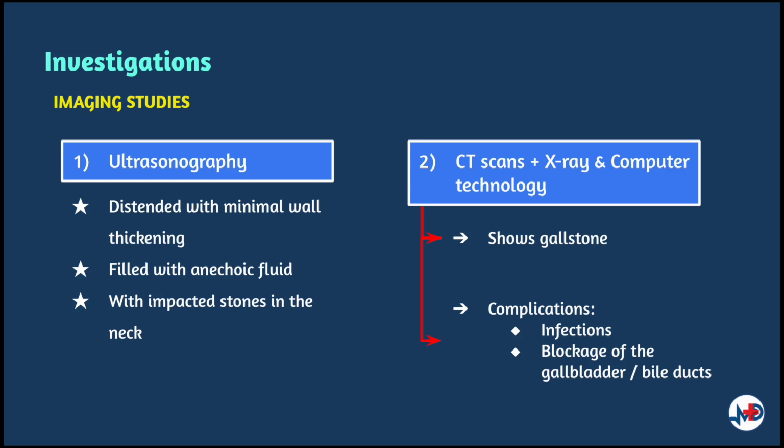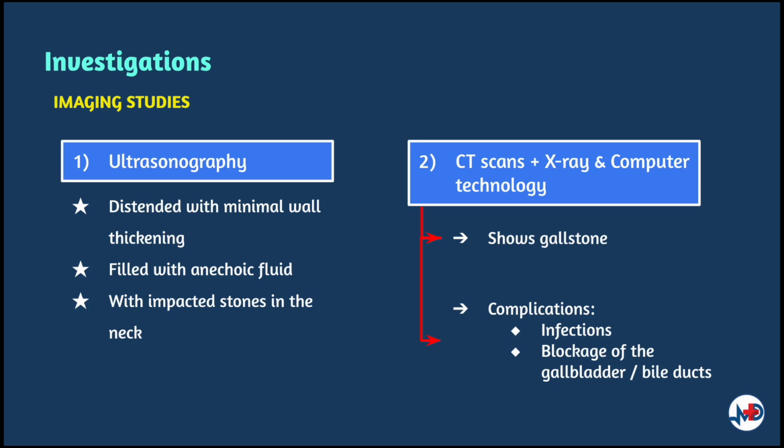Imaging studies that can be conducted in patients with suspected gallstone diseases include ultrasonography. Here you'll be able to visualize a distended gallbladder with minimal thickening, filled with anechoic fluid, and any presence of impacted stones in the neck of the duct. Importantly, ultrasound is used to look at any obstruction of the biliary tract caused by gallstones.